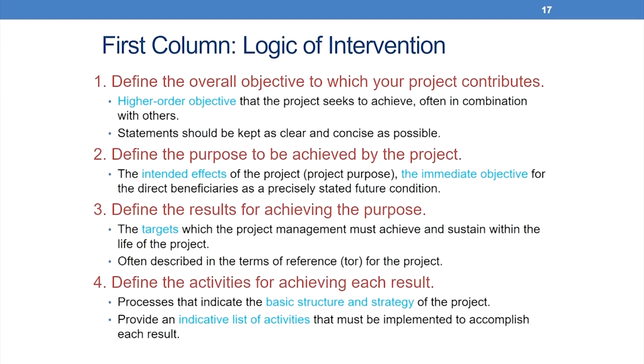Often in project management, we also refer to as primary objective, secondary objective. When doing public economics, public policy, we also refer to the intended consequences and the unintended consequences. So, we are basically looking at the project purpose. Number 3, we define the results for achieving the purpose, the targets for which the project management must achieve and sustain within the life of the project, often described in terms of reference for the project. And finally, we define the activities for achieving each result, processes that indicate the basic structure and strategy of the project and provide an indicative list of activities that must be implemented to accomplish each result.